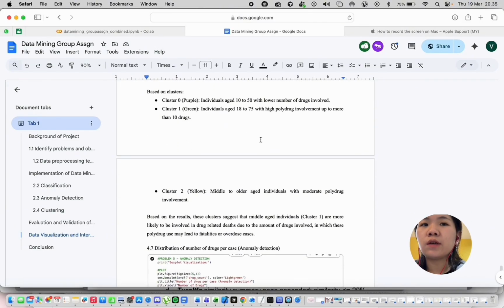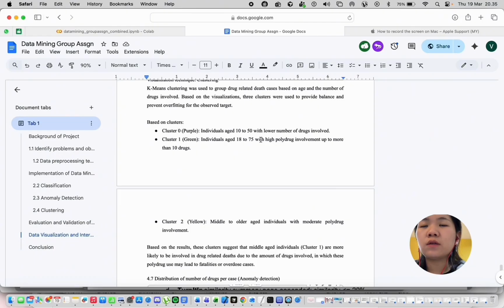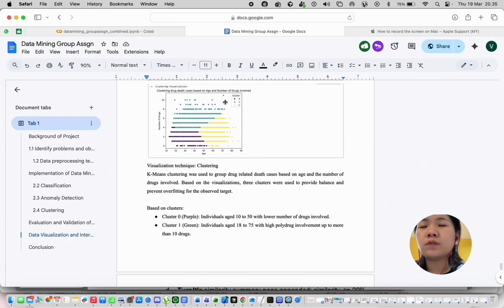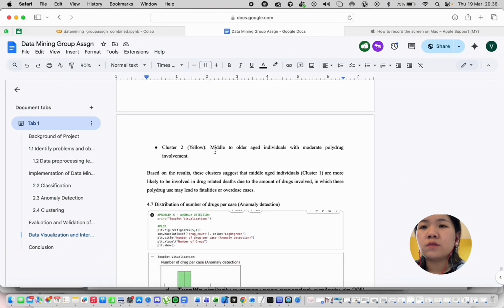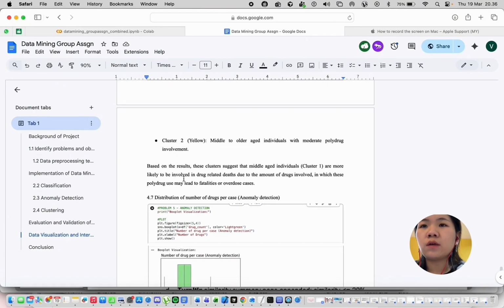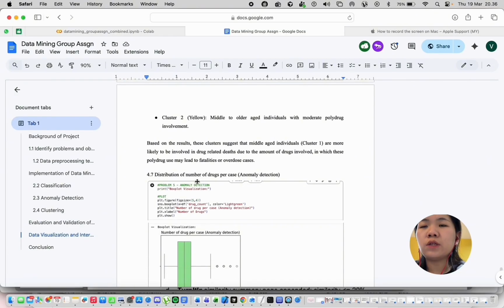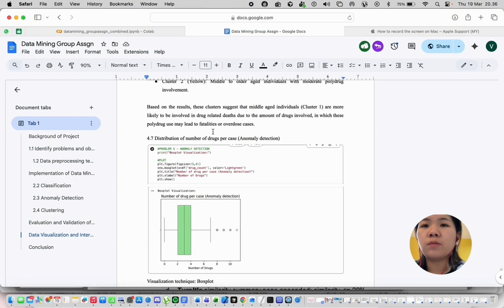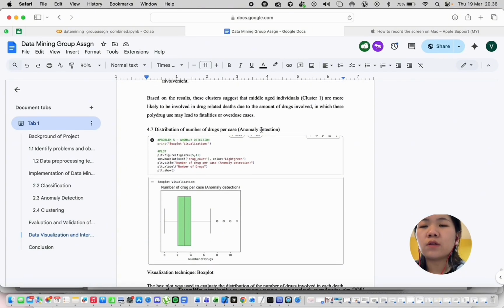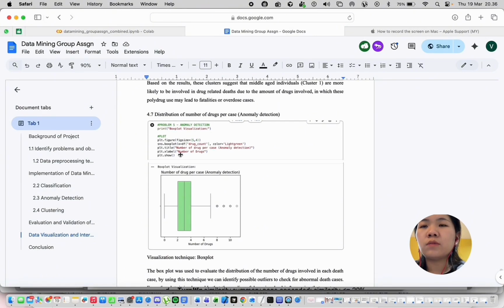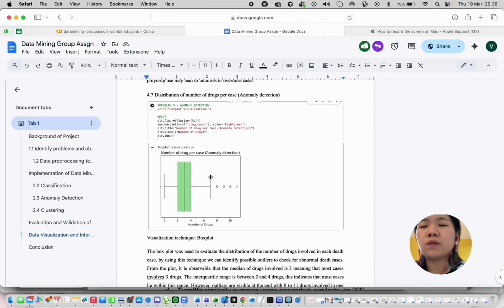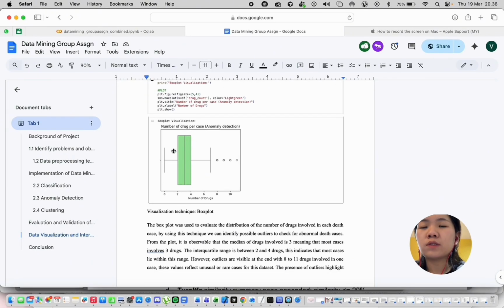And then lastly we have the anomaly detection using the box plot. Here we observe the number of drugs per case. We can see that the mean is 3, similar to the histogram before, and the interquartile range is between 2 and 4. So the most number of cases lies between 2 and 4 drugs per case.